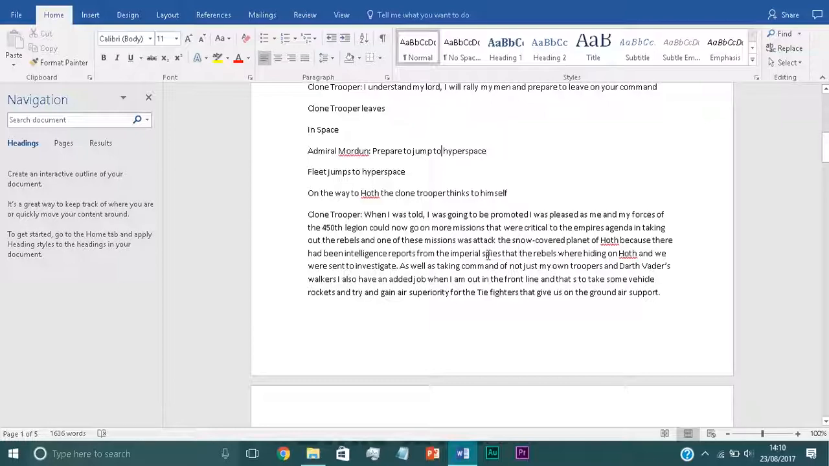This was actually originally where the big bulk of text would have gone. It said, fleet jumps to hyperspace on the way to Hoth. Clone trooper thinks to himself, when I was going to promote us, please, etc. Now, this is basically giving a foreshadow of what was going to come.